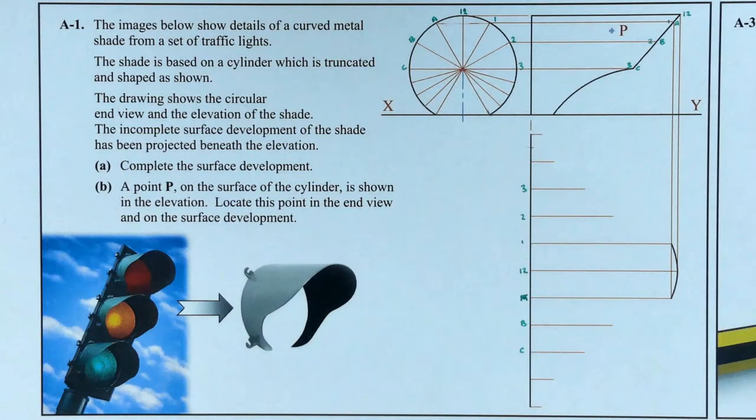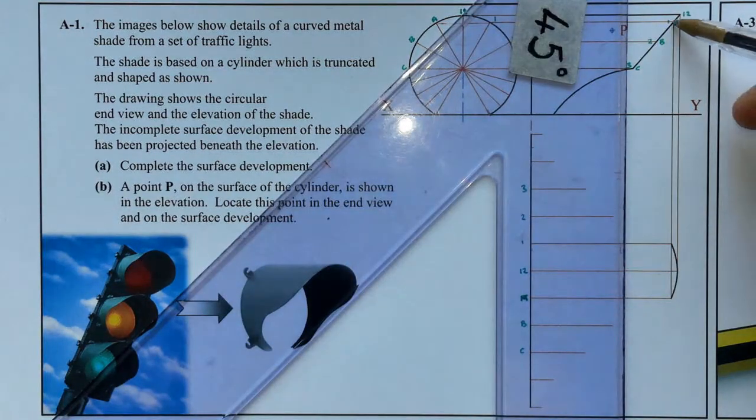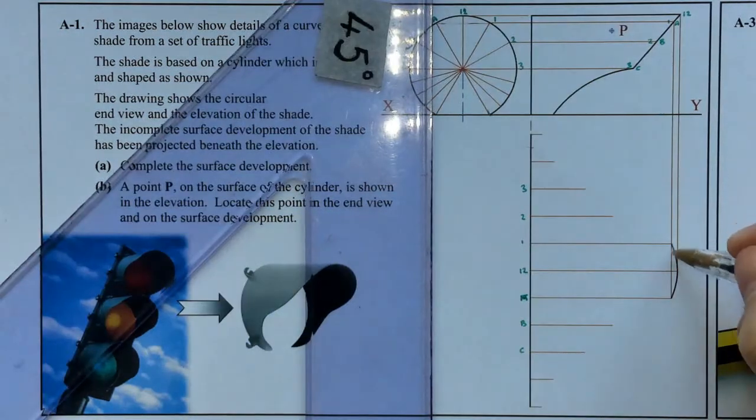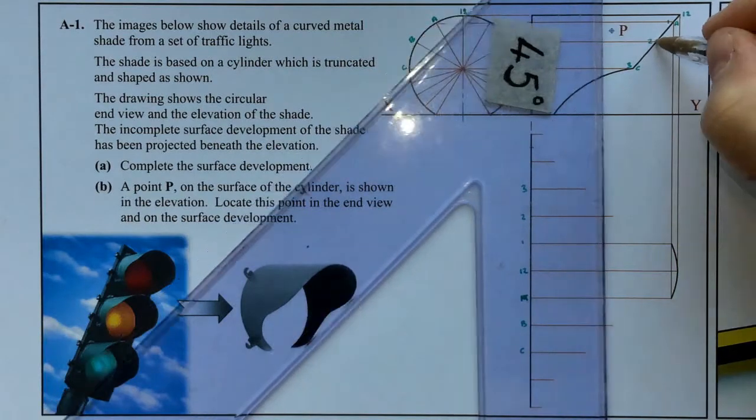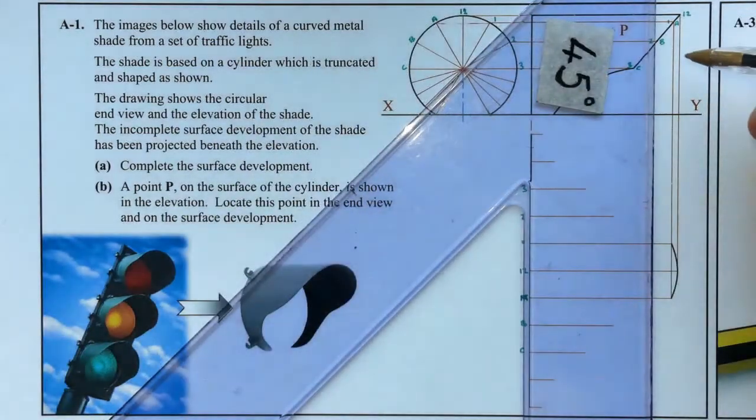Just to find those, it's a simple bit of orthographic projection here. I can see where 1 and A are already there. We've already got 1 and we've got A. So now it's to find 2 and B. To find where 2 is, I'll project it down.